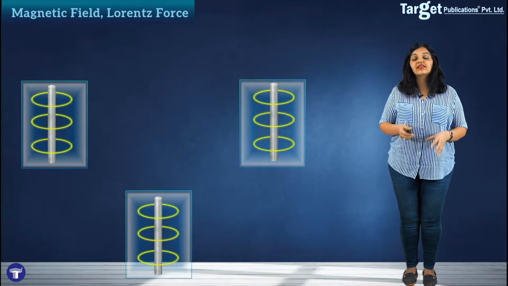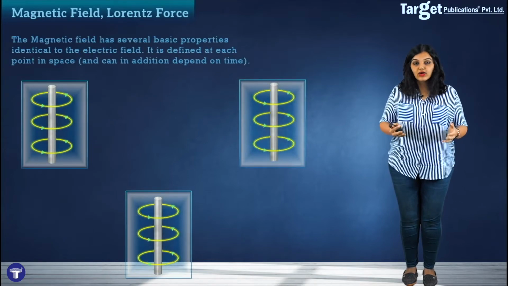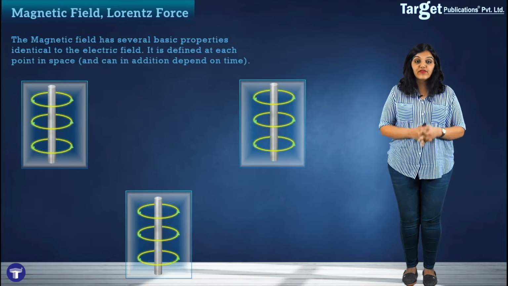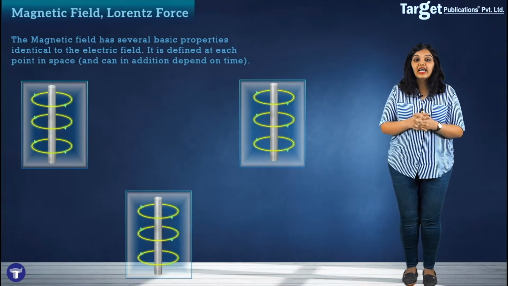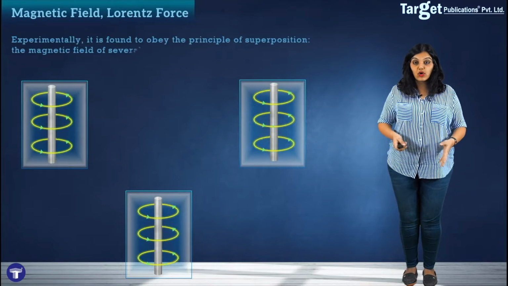So you can see that the magnetic field has many properties which are similar or at least analogous to the properties of the electric field. So some of the properties are very identical. For example, the magnetic field also follows the laws of superposition.